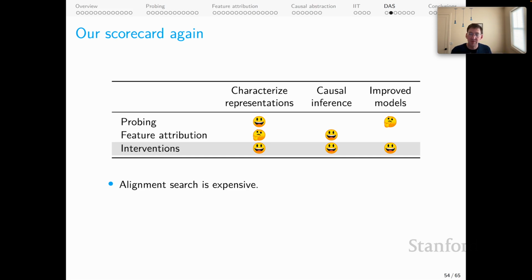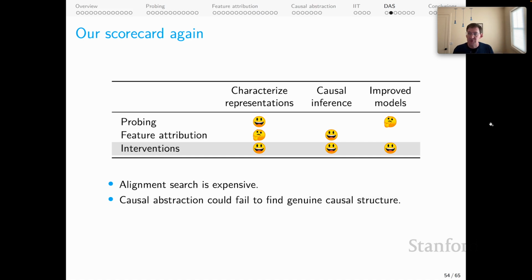The name of the game here is to define a high-level causal model and then align variables in that model with sets of neurons in the target neural model. For a complex causal model and a modern large language model, the number of possible alignments is enormous. To call it astronomical would be to fail to do justice to just how large this space is. As a result, we introduce lots of approximations and we could easily miss a really good alignment.